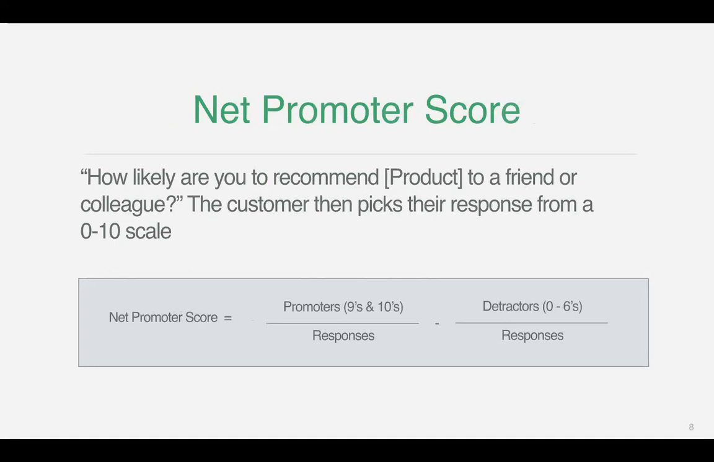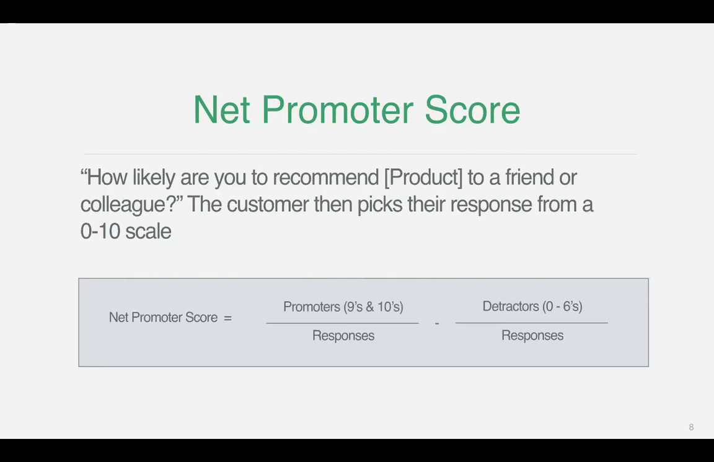Great. And then finally here, we'll talk about Net Promoter Score. I'm sure many people are familiar with this. Basically, the way this works is that you ask your customers a question along the lines of how likely are you to recommend our product, our service to a friend or colleague. And then the customer is able to pick their response on a 0 to 10 scale. 9s and 10s are considered promoters. 0s through 6s are considered detractors, and 7s and 8s are considered neutral. And then to calculate the Net Promoter Score, we take the percentage of promoters and subtract the percentage of detractors.